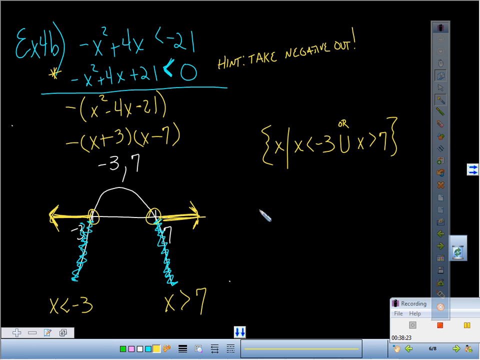Interval notation. Do you know how to write interval notation for this one? Look at this number line. What's the smallest x can be? Negative infinity. What do you know about negative infinity? It's never included, guys. You can't include something that doesn't ever stop going. All the way up until you get to -3. Is that inclusive or exclusive? Exclusive. There's no more equal to sign. Union, and then where does it start again? 7, exclusive, all the way to positive infinity.